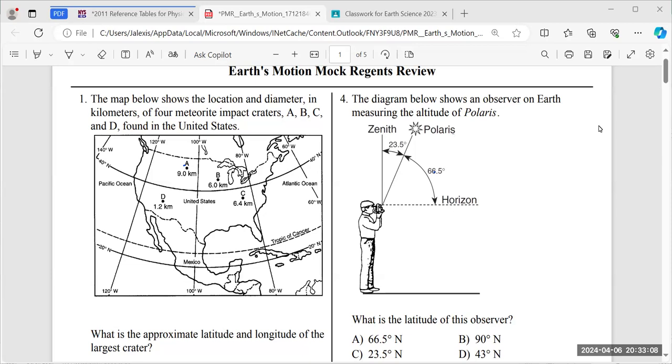All right, so we're going to start with the Earth science mock Regents review, and we're going to start with Earth's motions. Number one: the map below shows the location and diameter, in kilometers, of four meteorite impact craters, A, B, C, and D, found in the United States. So A, B, C, and D are all meteor impact craters, something to keep in mind.